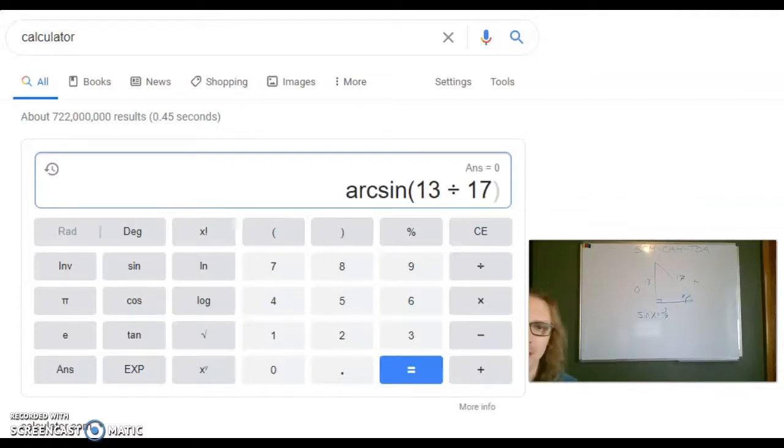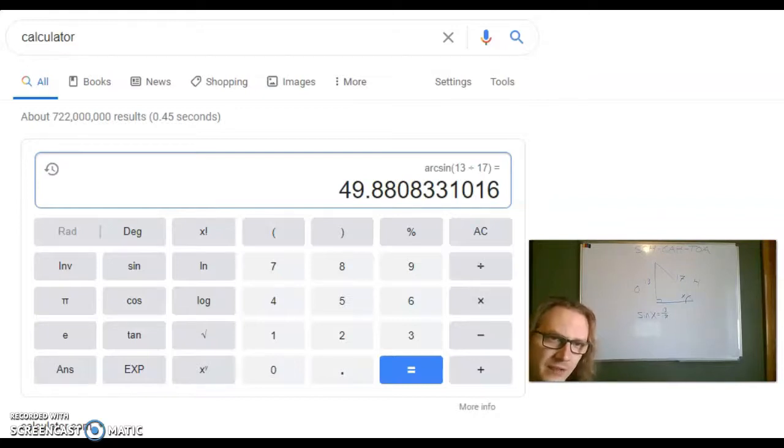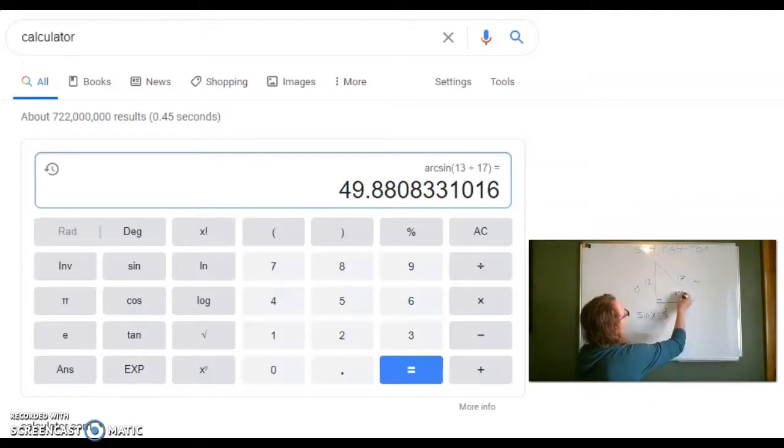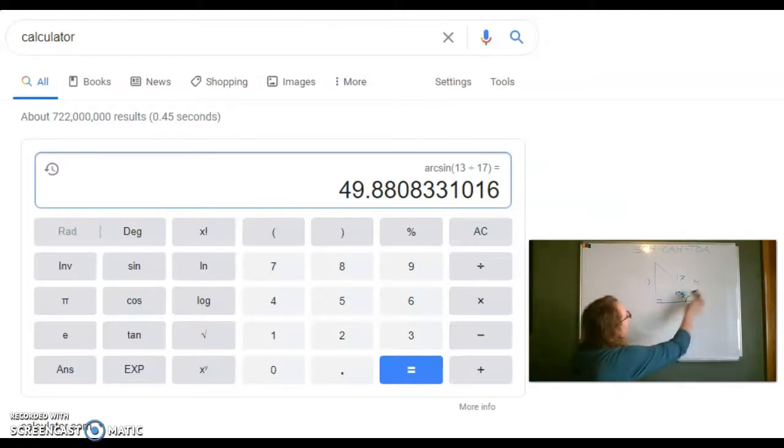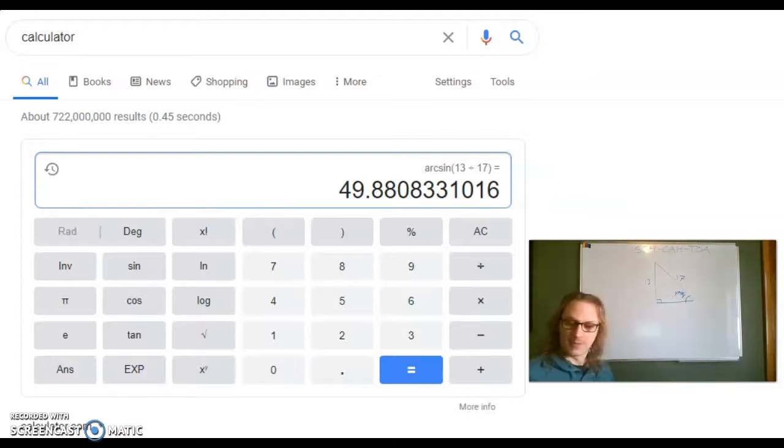13 divided by 17. Again, we can't simplify that. If you could simplify it, though, you don't really need to. Arcsine of 13 over 17 is 49.88 for x. Now, I'm going to check my answer, and I don't have a great way to do that except find the other angle.